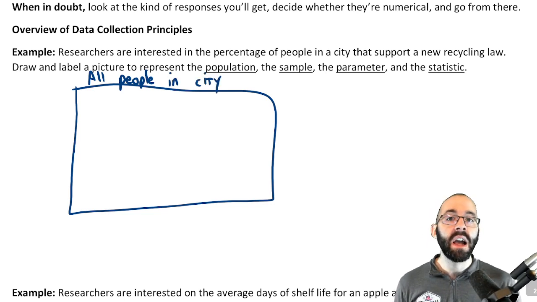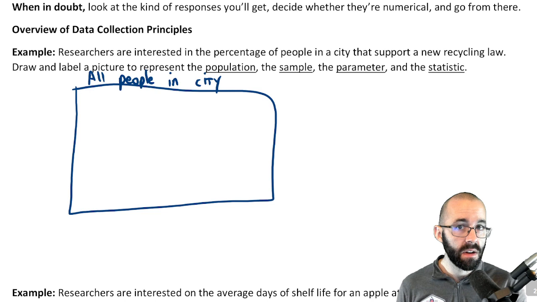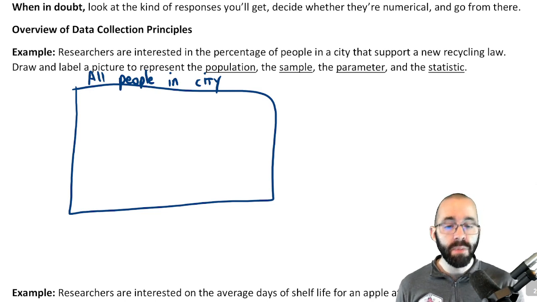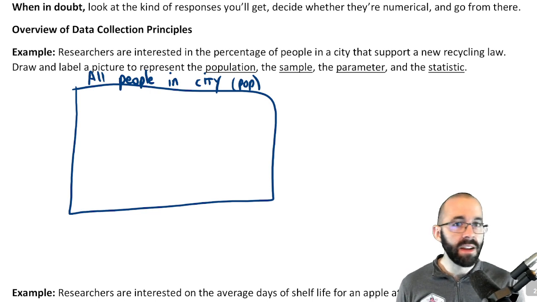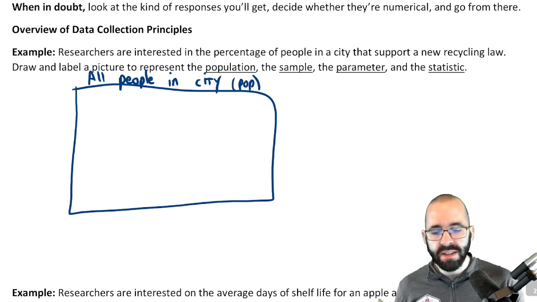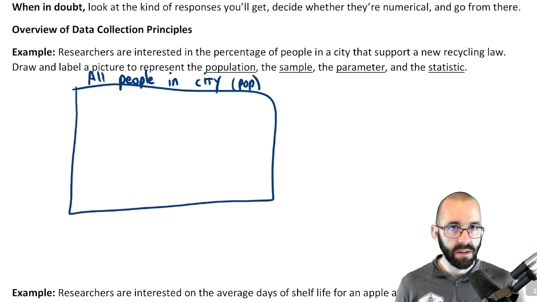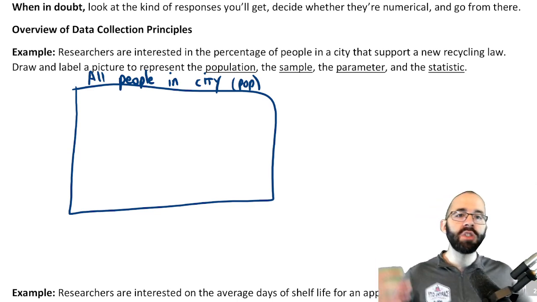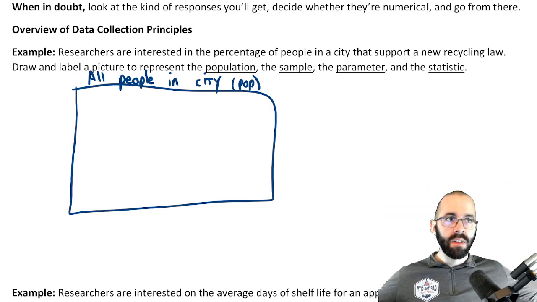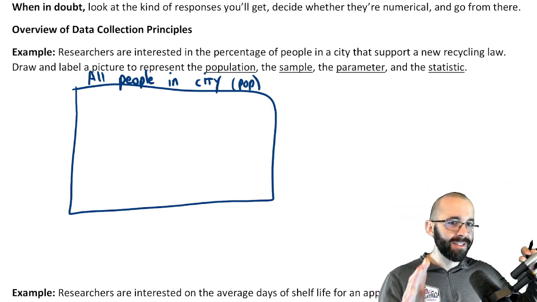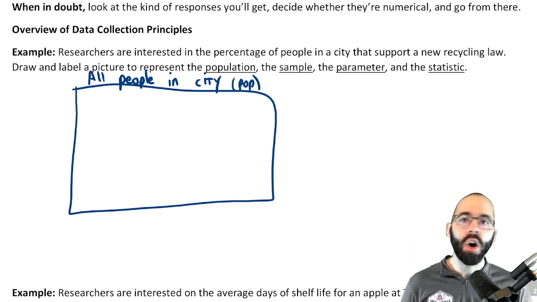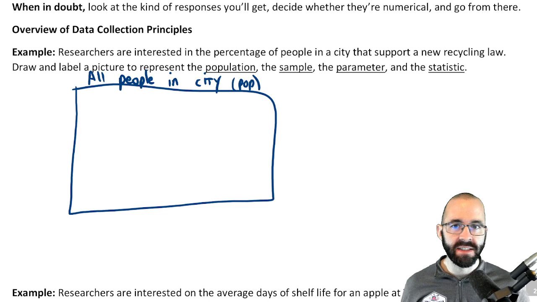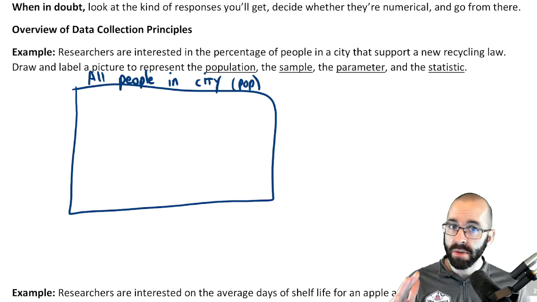In the city. And be very careful here. The population is not just the people in the city that support the law. Supporting the law is a specific response. But remember that population is all the people, not just the people who agree with us. So just like before, it's all the people in that city, not just the ones that support the recycling law.